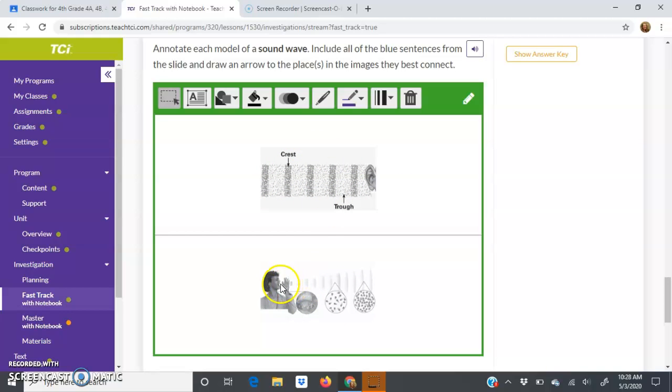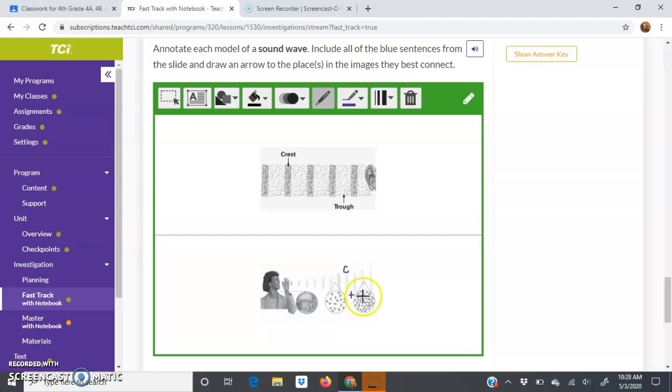So here we have a person talking and we see those lines, they're kind of light, but I know that the crest is going to be up here. The crest is up here and the trough is down here.